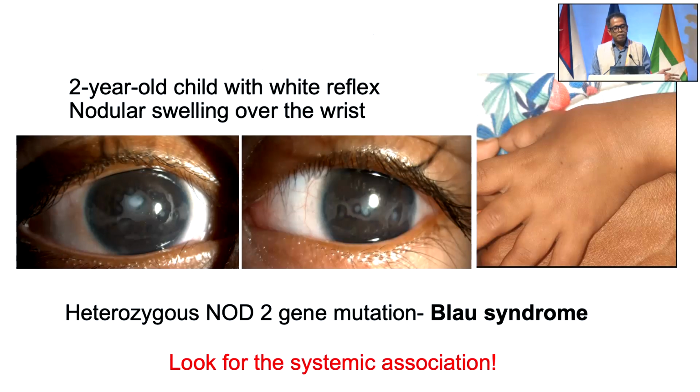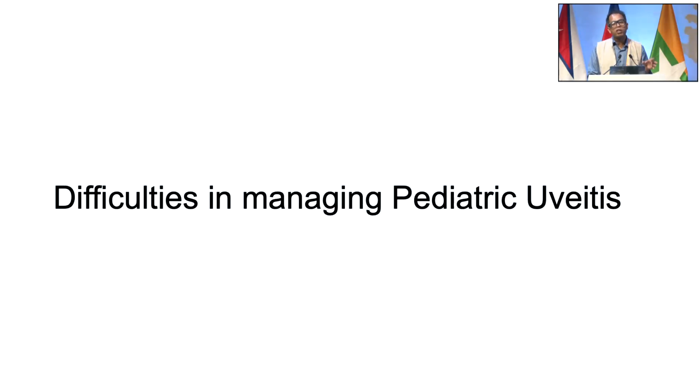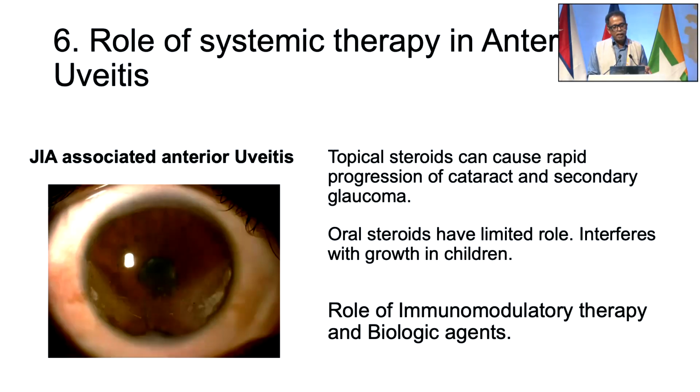See here, this is a 2-year-old child with white reflex, again presented when the child developed cataract. Then the parents sought the ophthalmologist's opinion, and you can see that there is a nodular swelling over the wrist. When we subjected the child to the NOD2 gene mutation test, it was found to be positive. So these are the variants which can mimic JIA, but we are actually dealing with Blau syndrome. So you have to look for this systemic association while dealing with that.